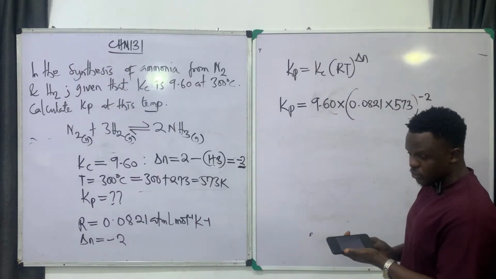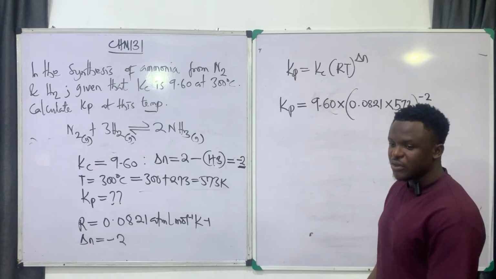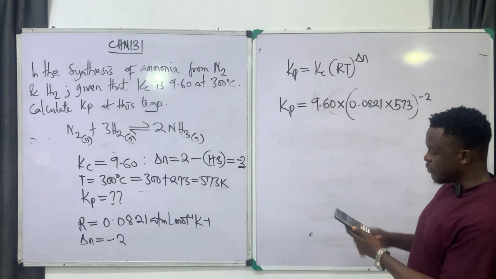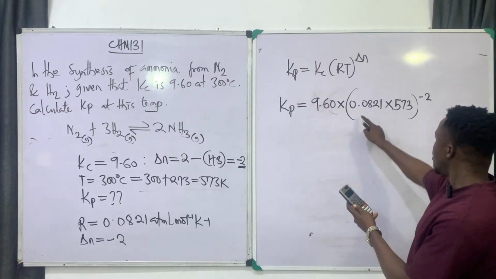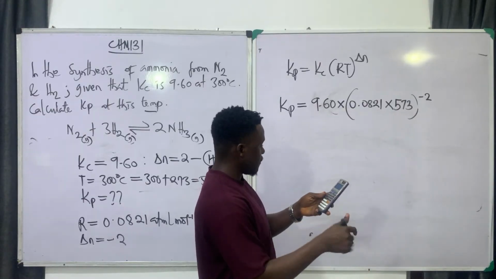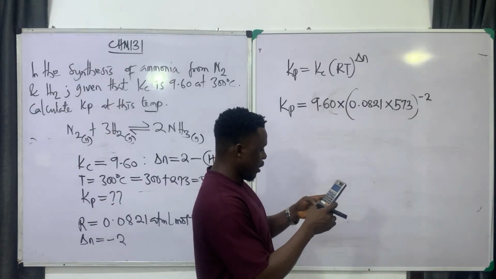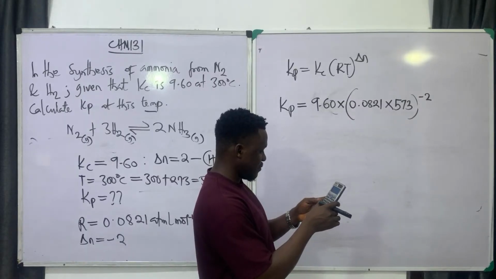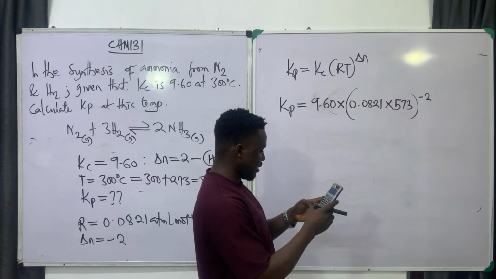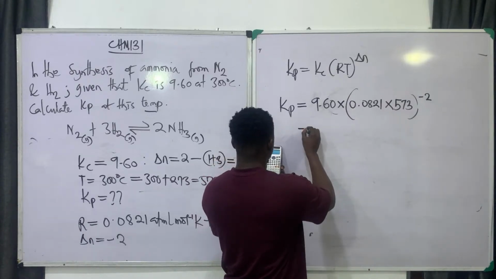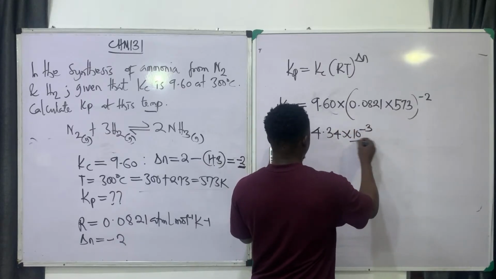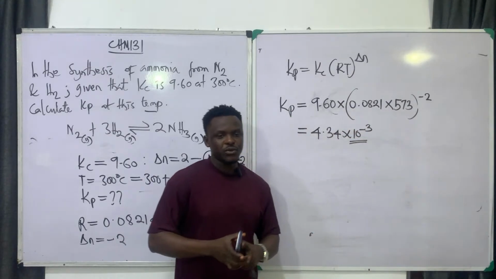This becomes minus 2. Class, if you press your calculator, what are we going to get? I will evaluate this side first. So I would say 0.0821 times 573 raised to the power of minus 2, times 9.6. So the answer to this question is 4.34 times 10 raised to the power of minus 3. So that is the answer to that question.